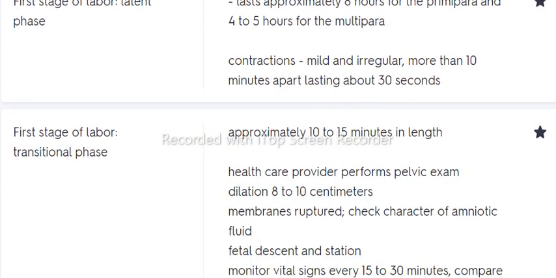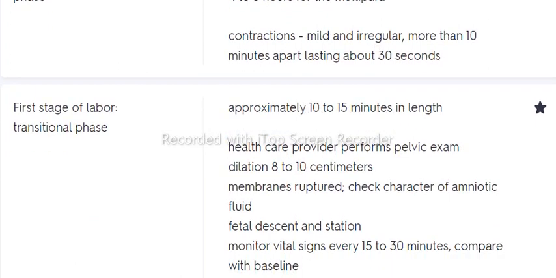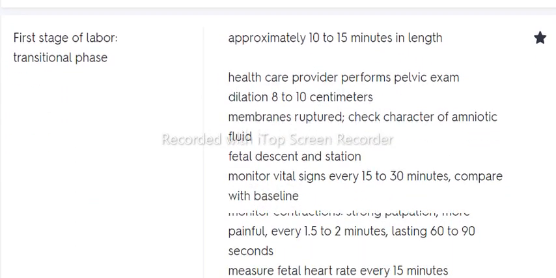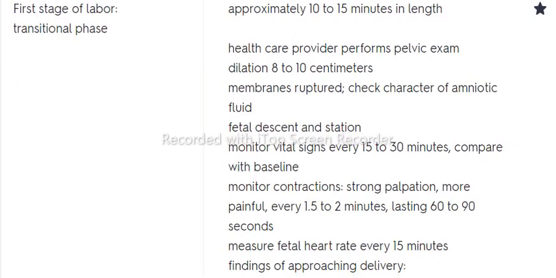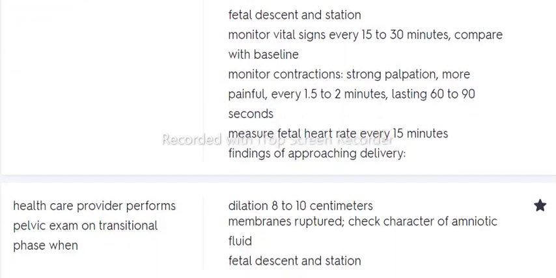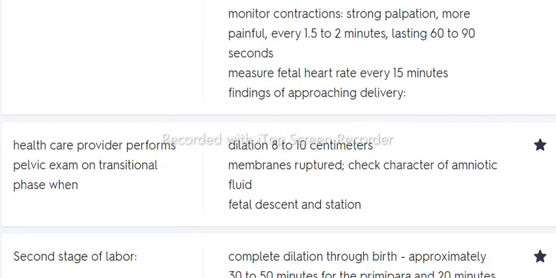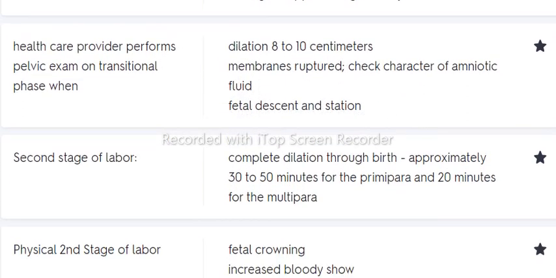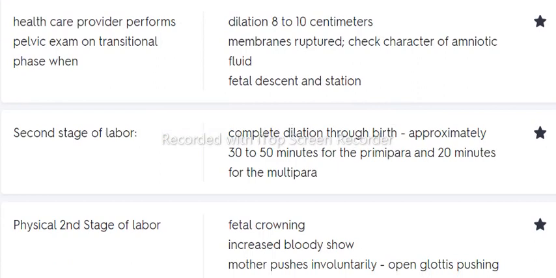First stage of labor, transitional phase. Healthcare provider performs pelvic exam. Dilation 8 to 10 centimeters, membranes ruptured. Check character of amniotic fluid, fetal descent and station.